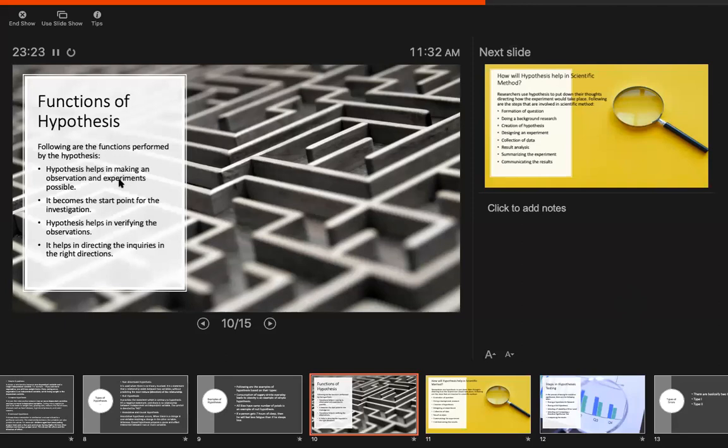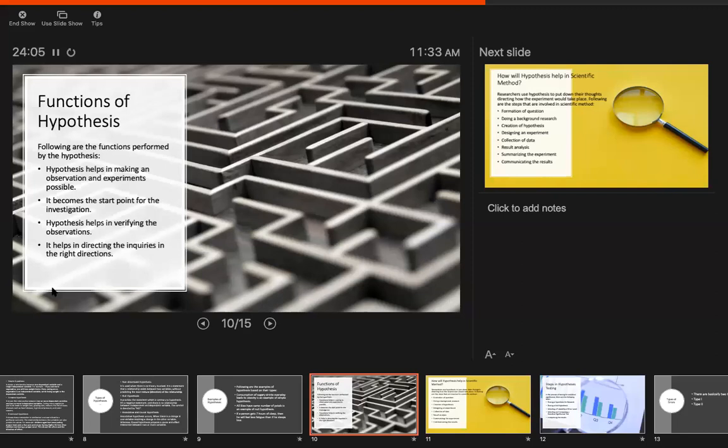Hypothesis helps me in making an observation and experiments possible. Now it is giving me a focus here. For example, when I frame a hypothesis, I say that oily food has no relationship to the health of an individual. So I start making observations on the intake of oily food per day and I monitor the health of the person in terms of his weight, in terms of diseases that he may tend to develop, etc. Right? And it becomes a start point of any investigation.